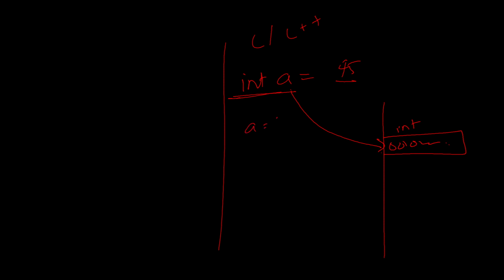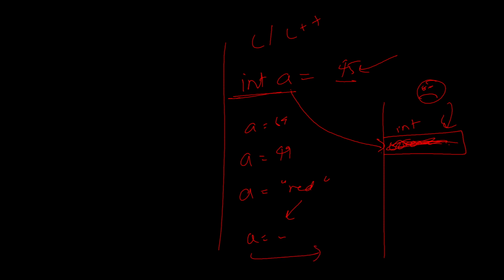Now you can say a equals 69. Perfect. It's going to go inside and change that memory address, so the old one is overwritten. Then you can say a equals 49. It can go back and change again. Then you can say a equals red. And it's going to go there and say, oops, cannot be done. It's going to throw an error. A was supposed to be an integer, but you're trying to write a string there.